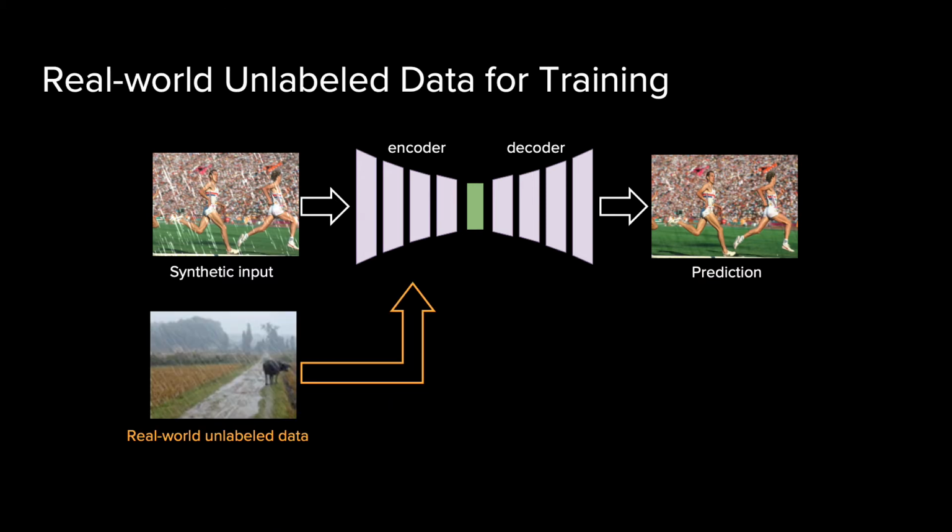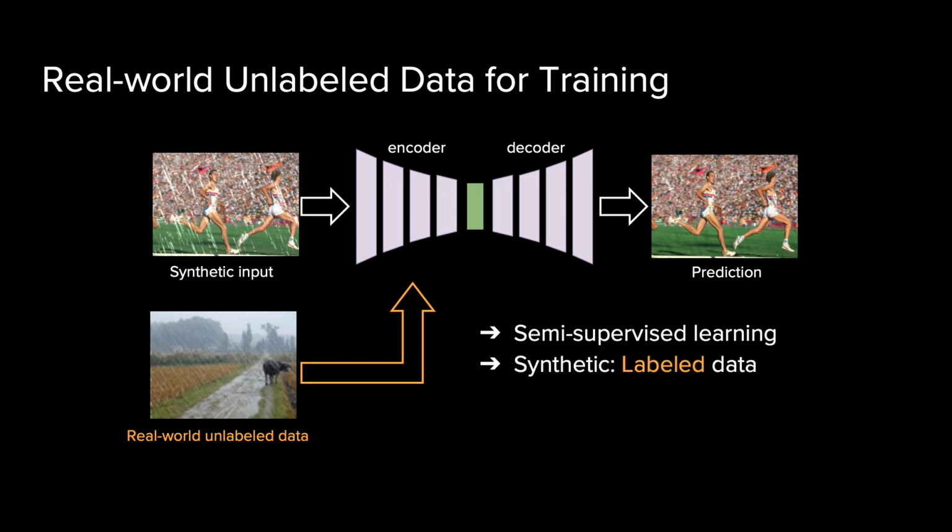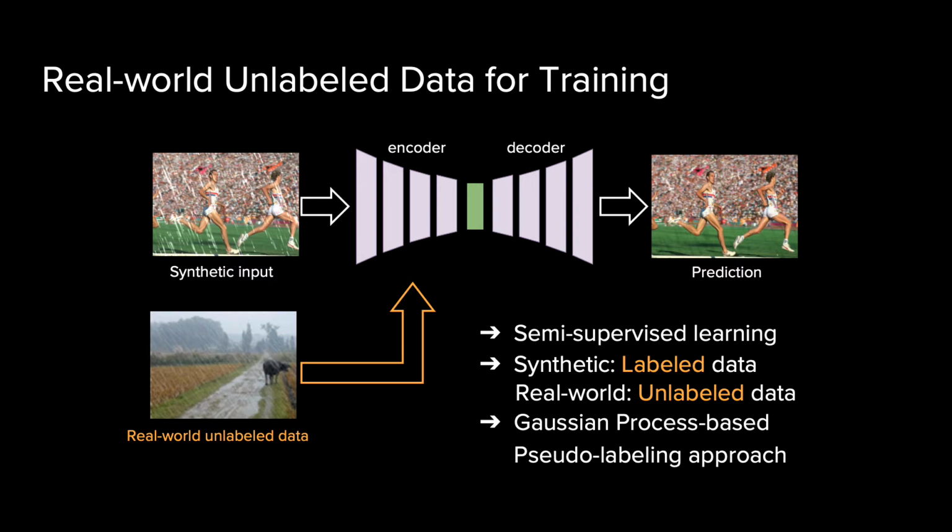With this motivation of leveraging unlabeled real-world data into the training process, we follow a semi-supervised learning paradigm. Here, we consider synthetic data as labeled data and real-world data as unlabeled data. Based on this, we propose a multi-stage Gaussian process-based pseudo-labeling approach. More specifically, the proposed approach contains two training phases, labeled and unlabeled phase.